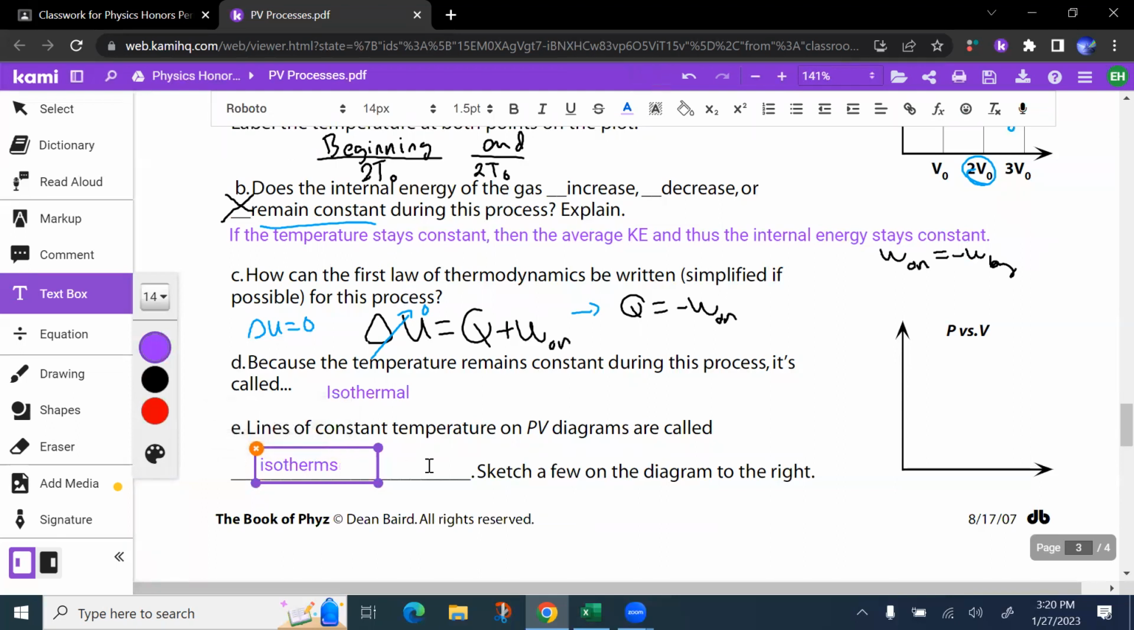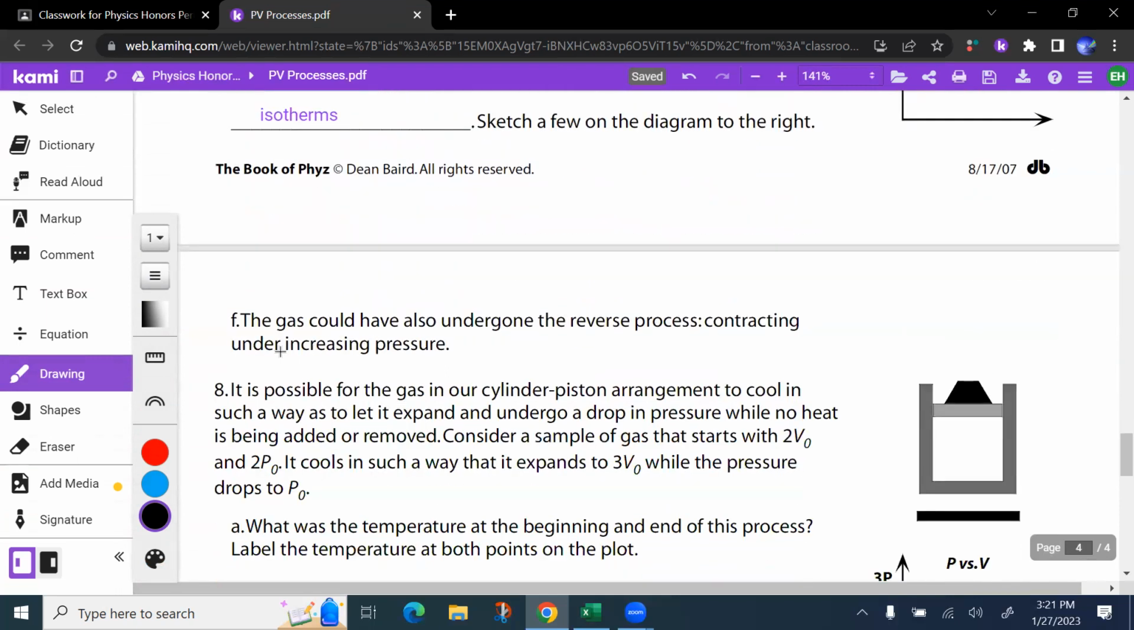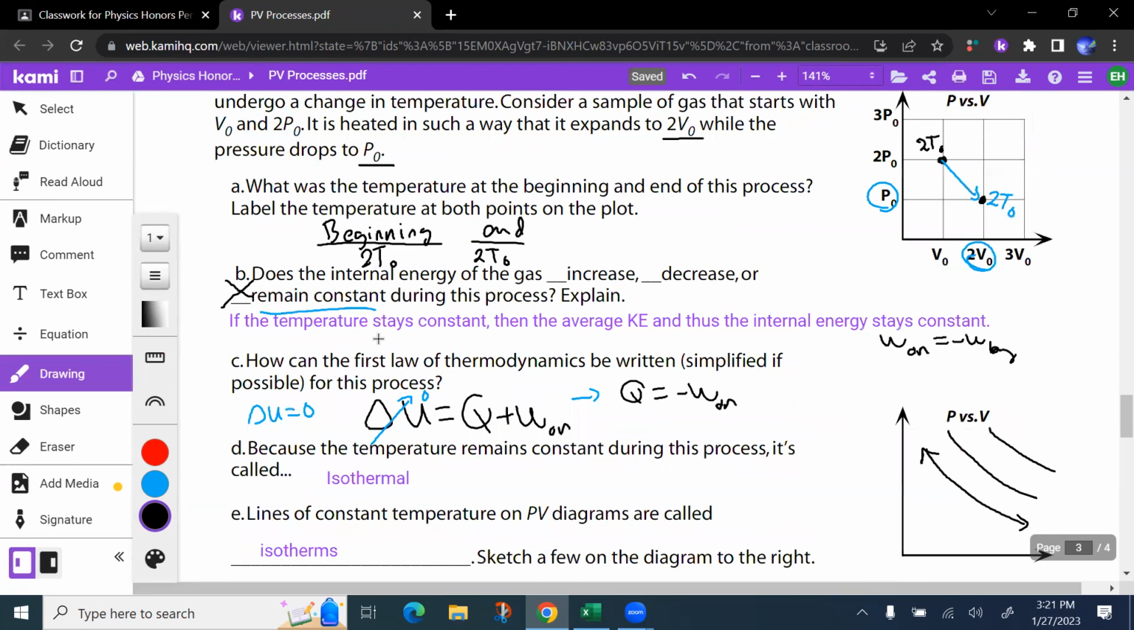Sketch out a few to the right. So basically, it would kind of look like this. Isothermal curves would be ones that sort of decrease at the same rate. You can see pressure is dropping at the same rate that volume is increasing. Those would be examples of isotherms. If the gas had undergone the reverse process, contracting under increasing pressure, it could have gone in either direction: isothermal expansion or compression.